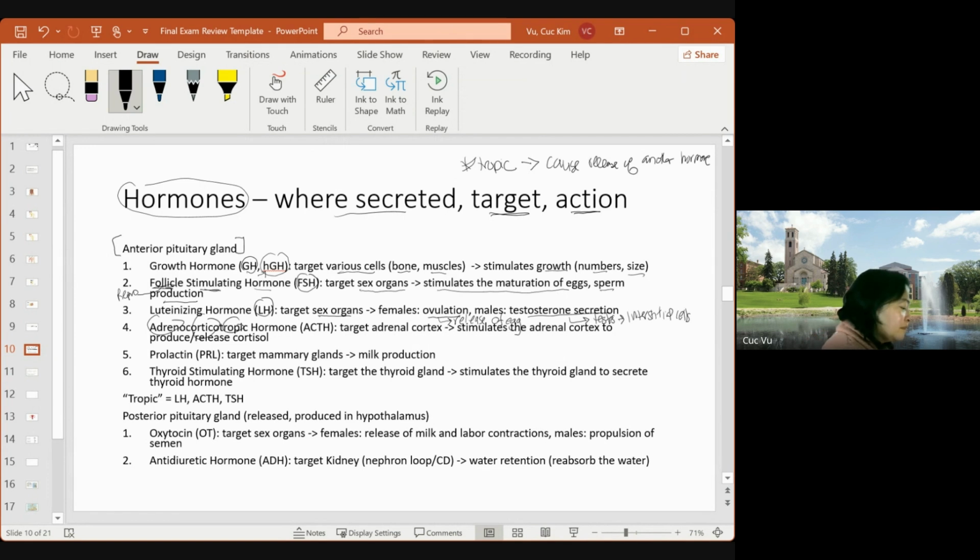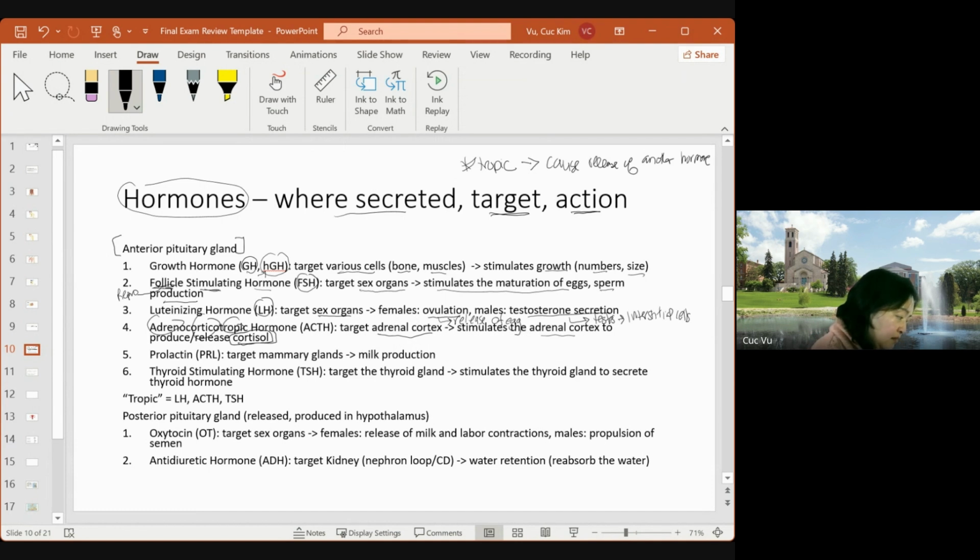So ACTH, adrenocorticotropic hormone, is going to target the adrenal cortex, just like in its name, adrenocortical, and it's going to stimulate the adrenal cortex to release its hormone, which would then be cortisol. And we'll talk about cortisol in a little bit.